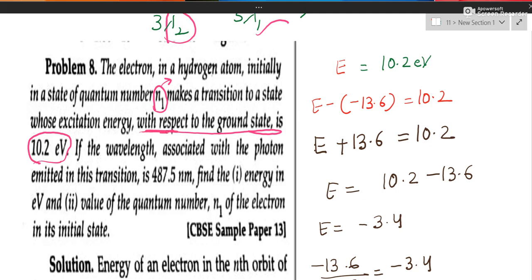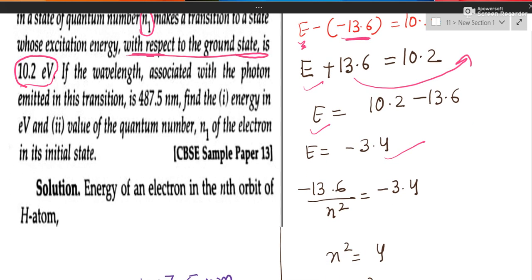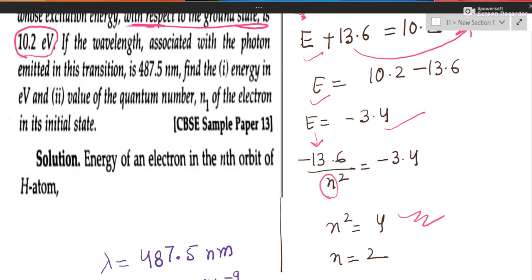So see, I have written the energy is with respect to the ground state, meaning it is relative energy. So the energy of the given state minus the ground state has to be kept, because energy has to be positive. So you can substitute here. Okay, find the energy. 13.6 will go that side, so the energy is coming as minus 3.4. Now you know the general formula of energy, so you can find out n. So that state is n.